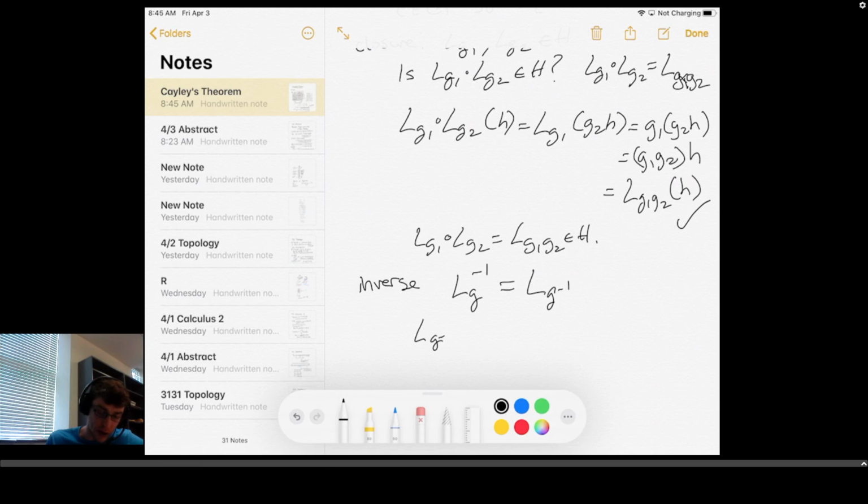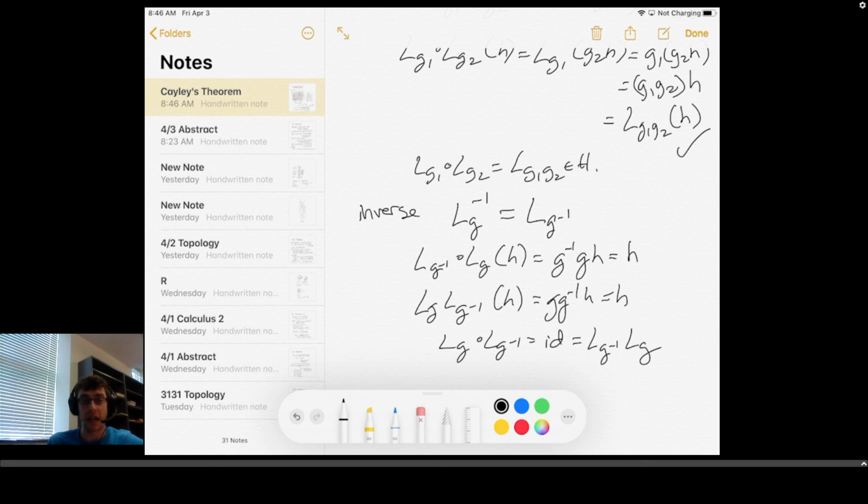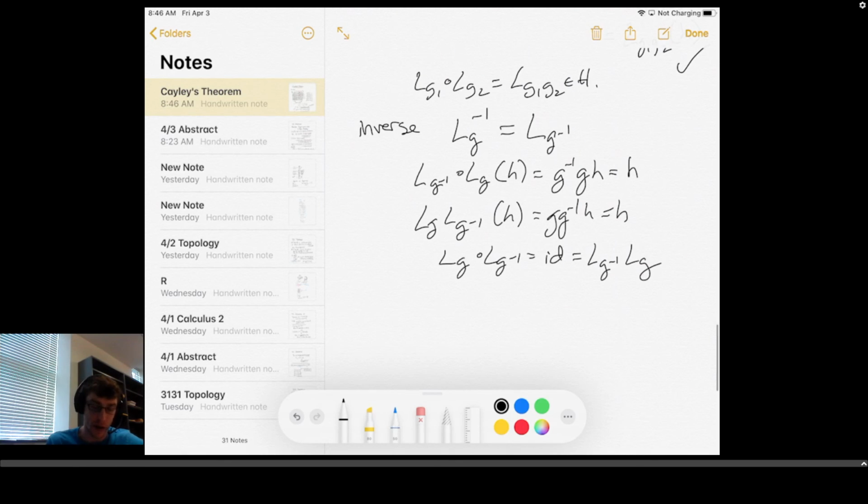Right, and so we can just check this. So L_{G inverse} composed with L_G of H is G inverse GH equals H. Cool, so it's the identity. And L_G of L_{G inverse} of H is G G inverse H, which is also H. And so L_G composed with L_{G inverse} is the identity function. And so these are truly inverse functions, right? They undo each other. So they are inverses in the permutation group. And so this guy is in H, and we're good. So H is definitely a subgroup in that case.